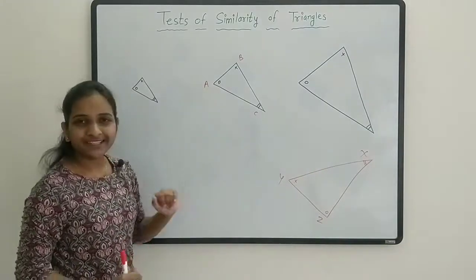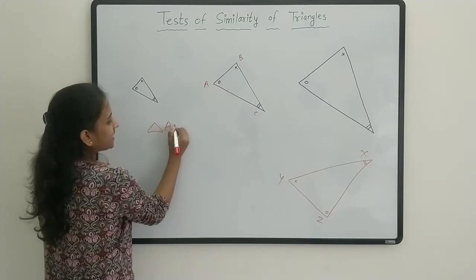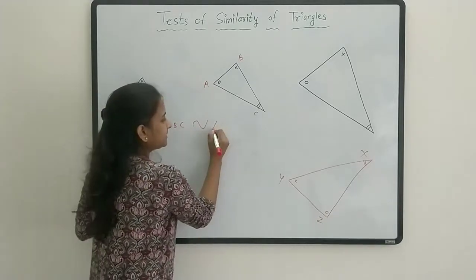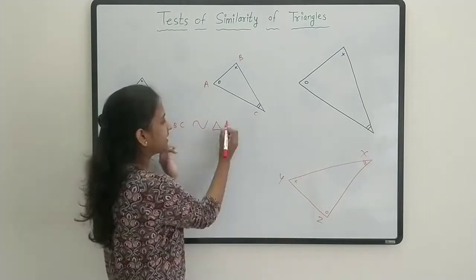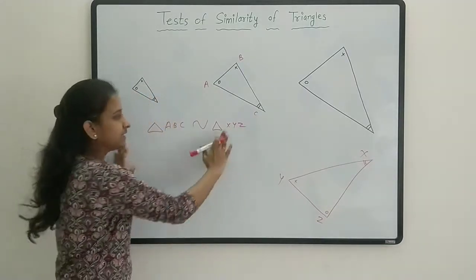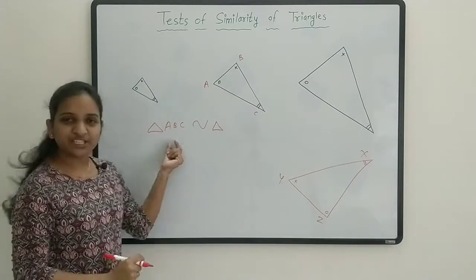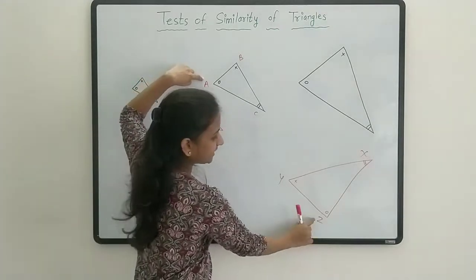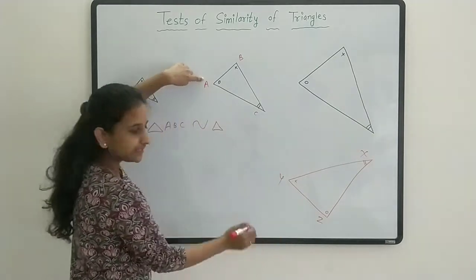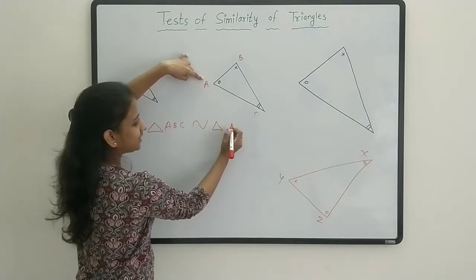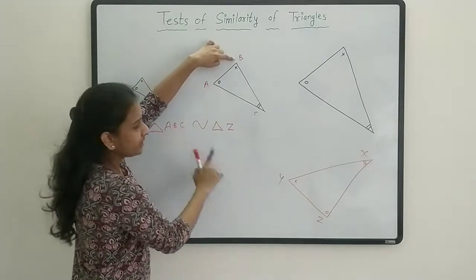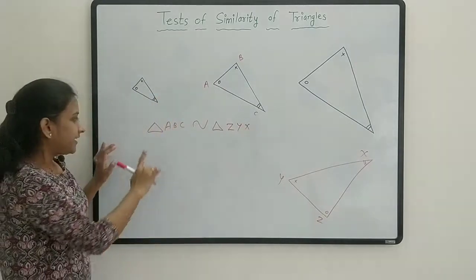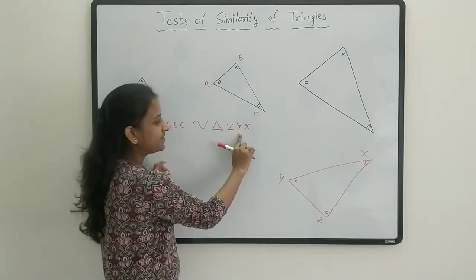Fine. But how to write this? See, triangle ABC is similar to, this is the symbol for similar, is similar to triangle. We cannot write XYZ. It will be wrong. See, here correspondence is very important. Here vertex A is in correspondence with vertex Z. Fine, this angle and this angle. So we can write vertex A as vertex Z. For vertex B we can write vertex Y and for C we can write X. So triangle ABC is similar to triangle ZYX.